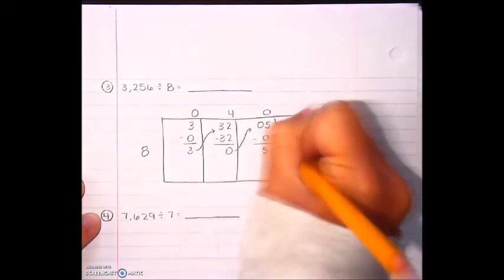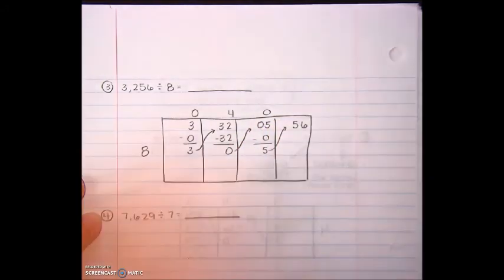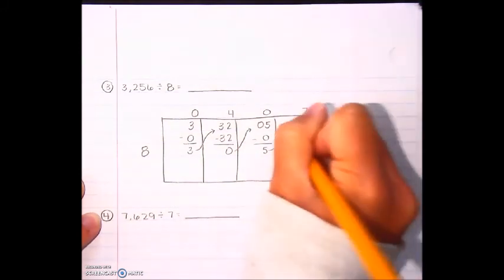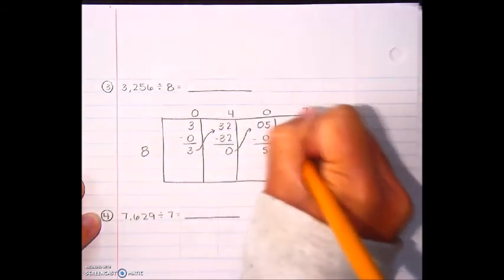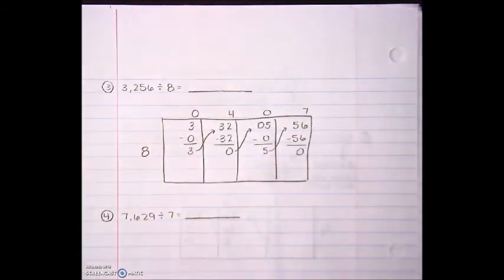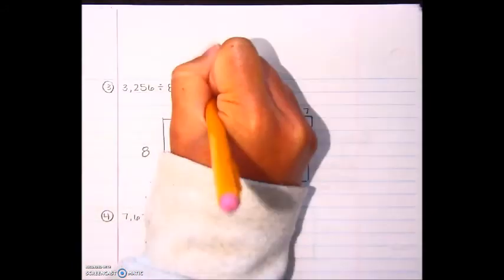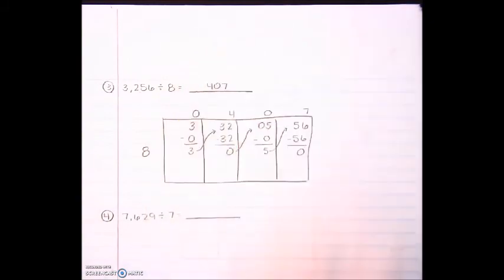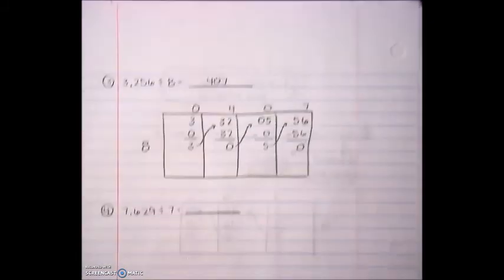And finally, once I bring that up, how many groups of 8 fit into 56? That's 7, because 7 times 8 is 56. Subtract, I'm left with 0. So this question has no remainder. The answer is 407. One more example to go through together.